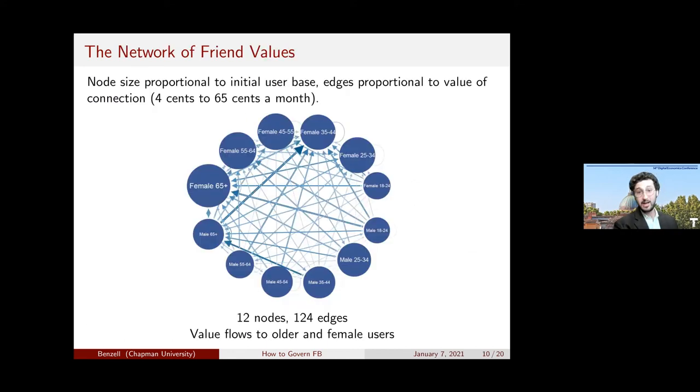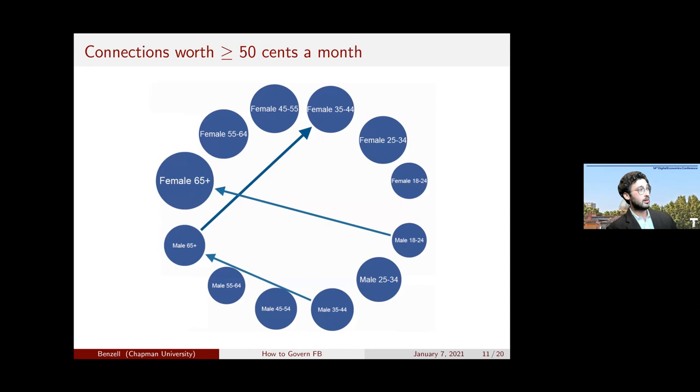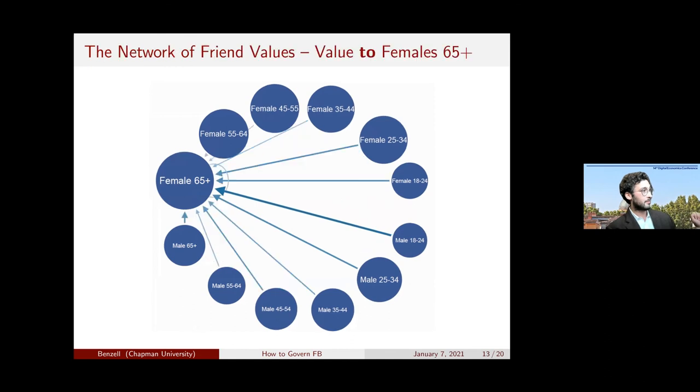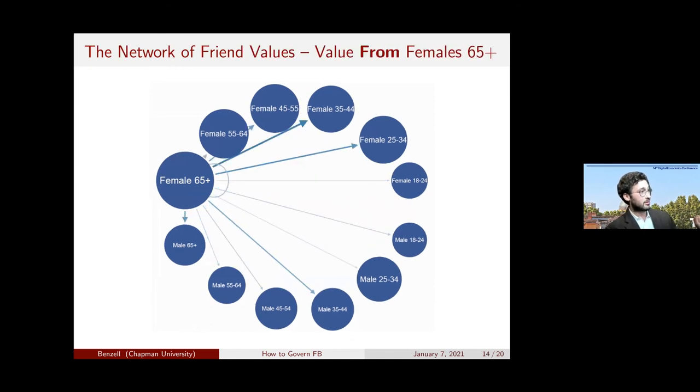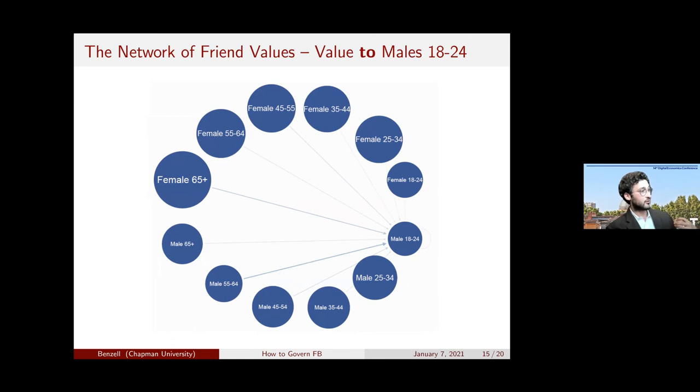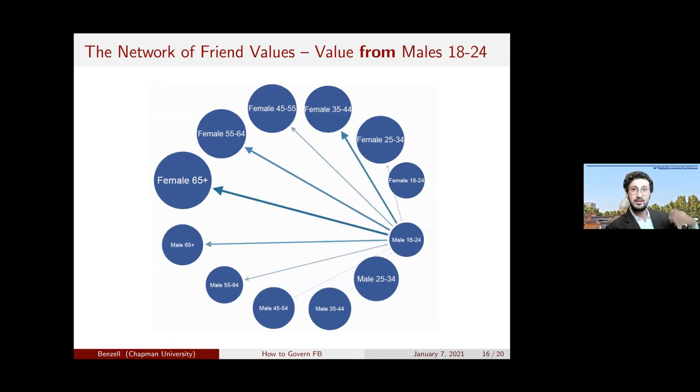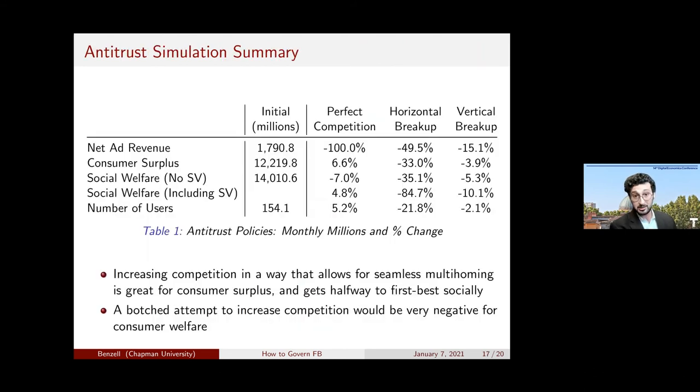This is the network and network effects. The size of the node here is the number of the initial users, and the thickness of the line is the value. These are the most valuable connections. Like I say, grandmas really like grandkids. Grandpas like middle-aged men, and middle-aged women like being connected to older men. Grandmas get a lot of value from everyone, provide less out. Kids get less value from everyone, but provide a good amount out. So this heterogeneity is going to be important for understanding how Facebook's going to respond to different policies.